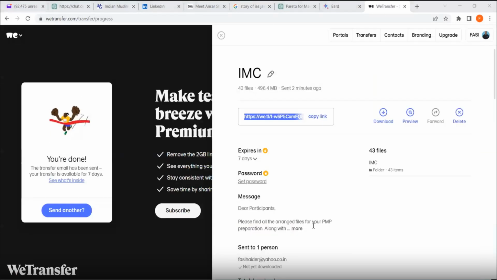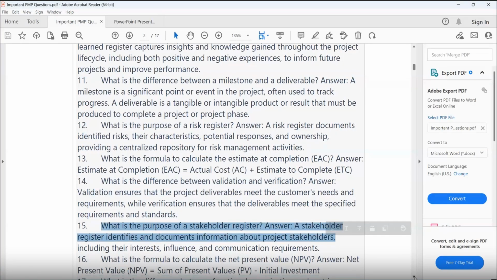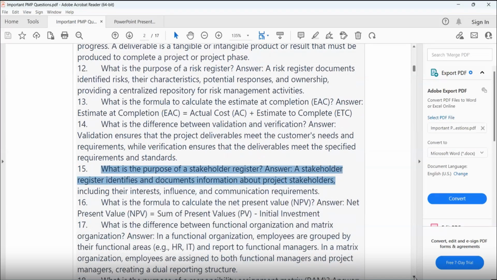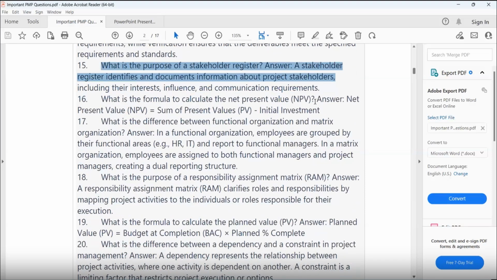What is the difference between validation and verification? This is done. What is the purpose of a stakeholder register? A stakeholder register identifies and documents information about project stakeholders, including their interest, influence, and communication requirements. What is the formula to calculate net present value? Net present value is the sum of present value minus initial investment.